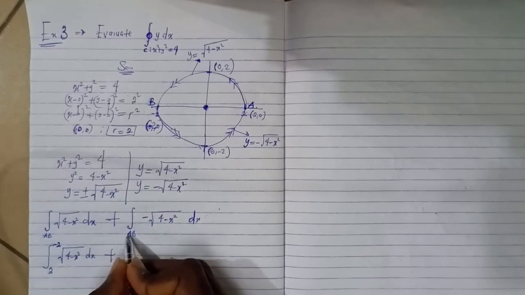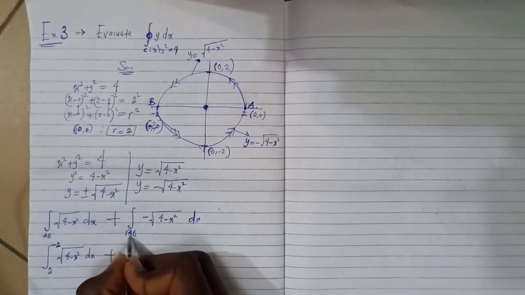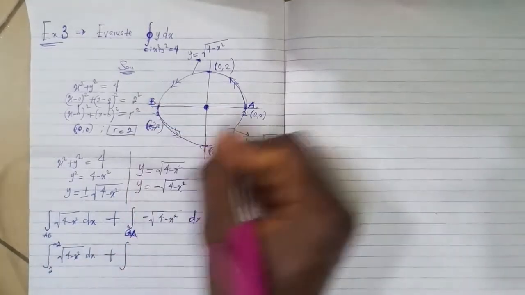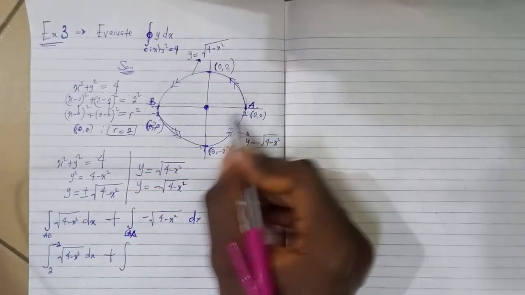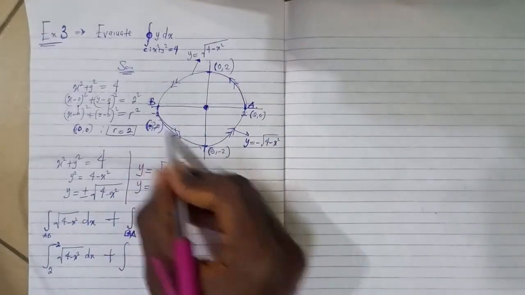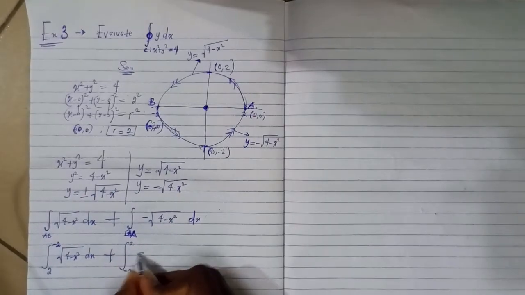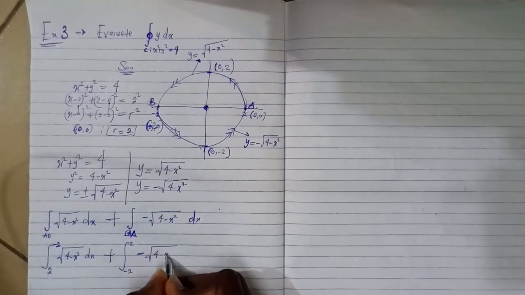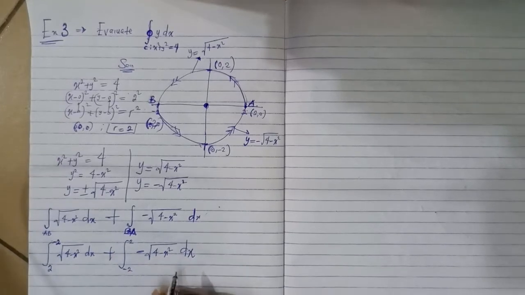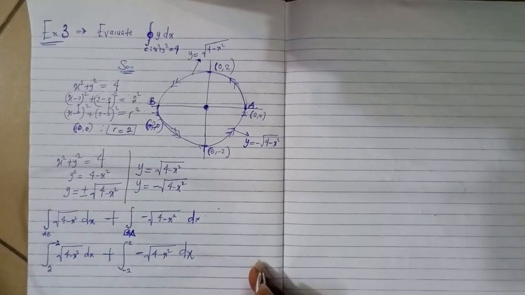Sorry, this is AB, this is BA. This is BA, from B to A. Now for the down part, what is the range for x? That's from minus 2 back to 2, right? From minus 2 back to 2, and I have negative of square root of 4 minus x squared dx. So whatever you have to do here is to just simplify this.